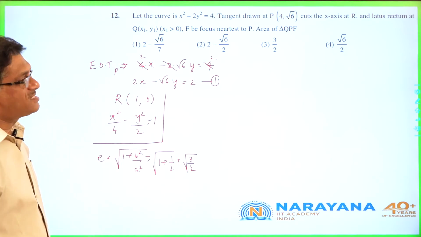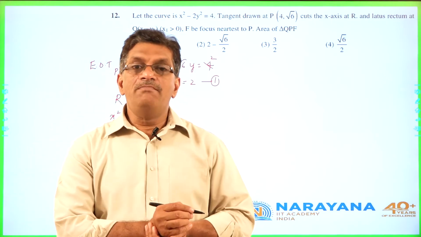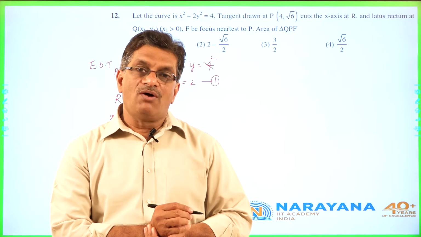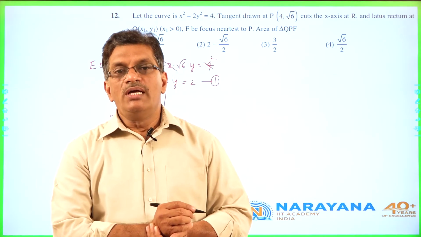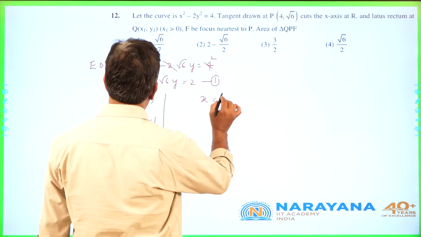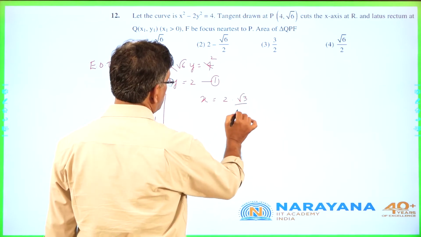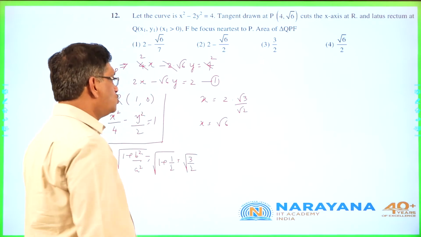So latus rectum. What is latus rectum? It is the line parallel to the y axis, passing through x equal to AE. Let us substitute it. So x is equal to AE, where A is root 3 by root 2, that is x equal to root 6.